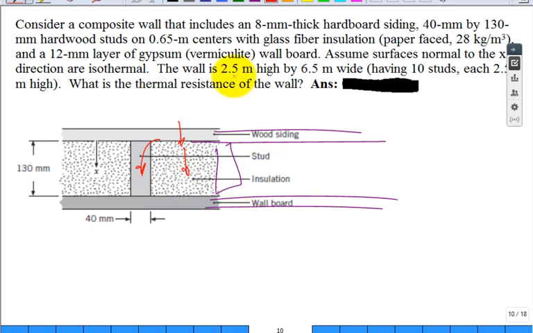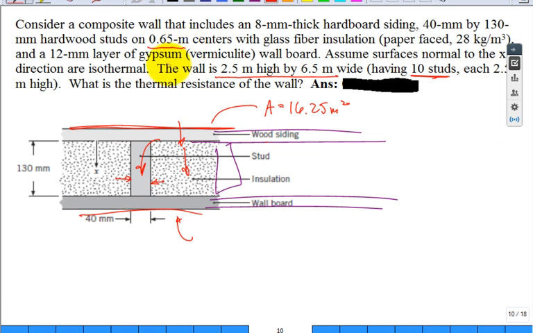For this problem, they tell you the area of the wall. It's 2.5 meters high by 6.5 meters wide. That area is 16.25 meters squared. So the whole wood siding is 16.25, and the whole wallboard is 16.25. But if you have 10 studs, you have to figure out the area that the heat is flowing through in the 10 studs. And so this thickness right here of the stud, what is it?